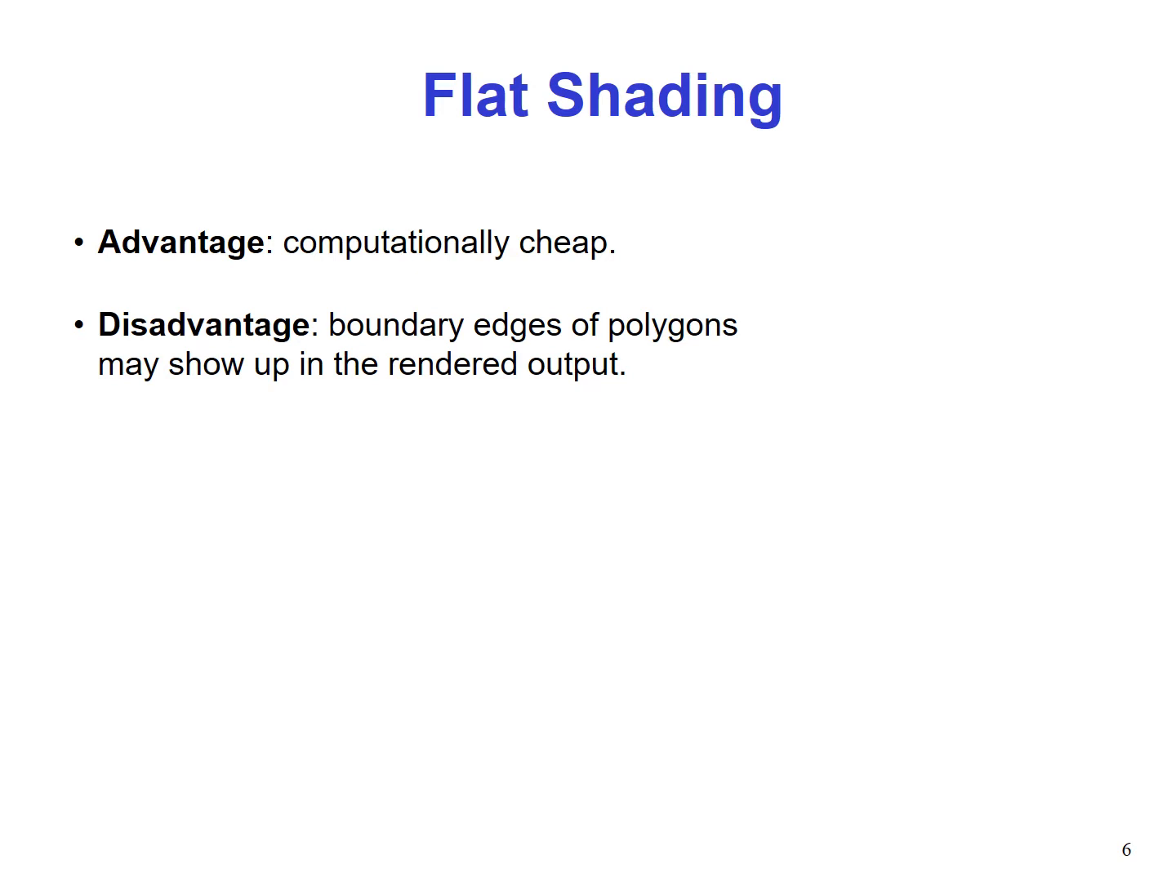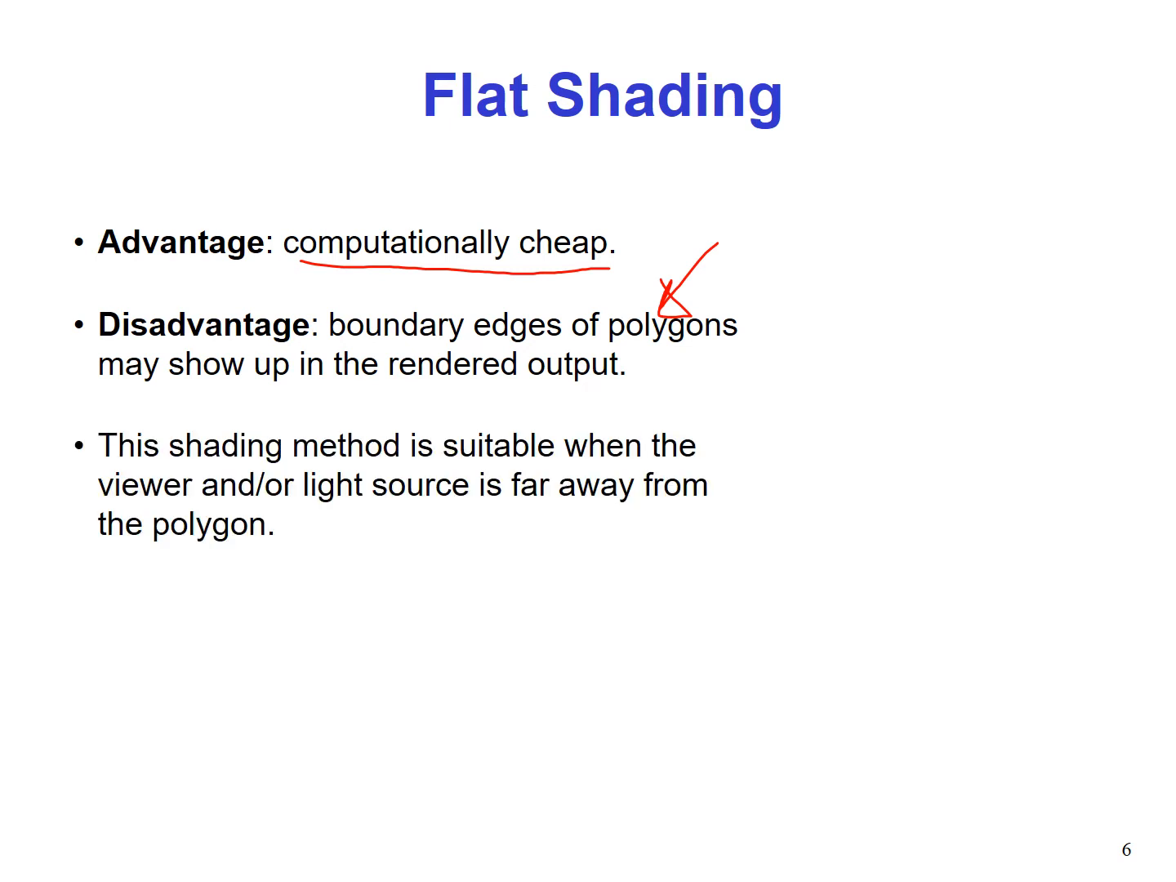The advantage of flat shading is that this is a computationally cheap method. We only need to do the calculation once for a polygon. However, the disadvantage is that the boundary edges of the polygons are very obvious, and when they are rendered, they will show differences in shading when you go from one polygon to the other. This shading method is suitable when the viewer or the light source are far away from the polygon.